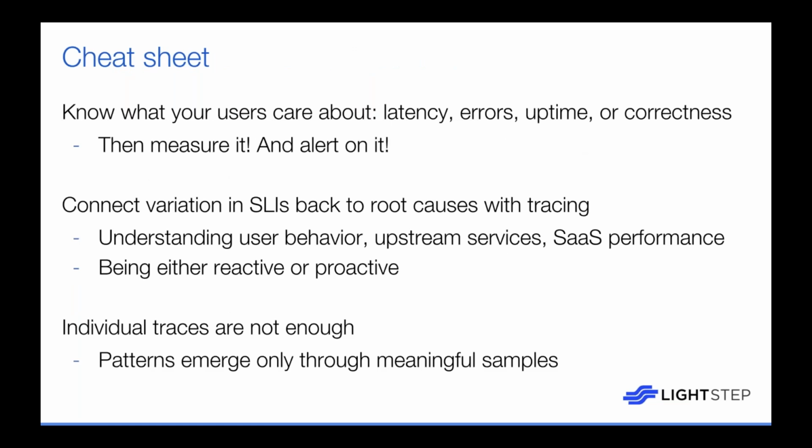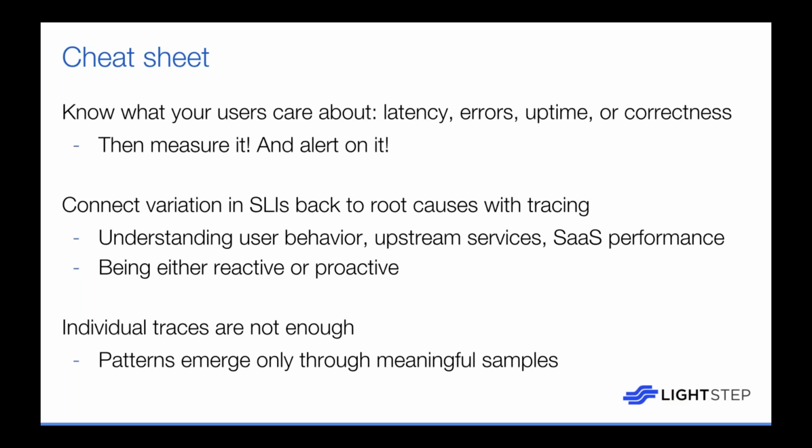Finally, I just want to leave you with this cheat sheet. So first of all, and most importantly, know what your users care about, whether that's latency, errors, uptime, whatever it is. Know it, measure it, and alert on it. And then be able to connect that variation and those service level indicators back to root causes with tracing. Understanding whether that's user behavior that's changed, whether it's upstream services, whether it's SaaS performance, whether it's some other contention. And that's either in the case where you're responding to an incident or whether you're trying to get ahead of things and improve baseline performance.